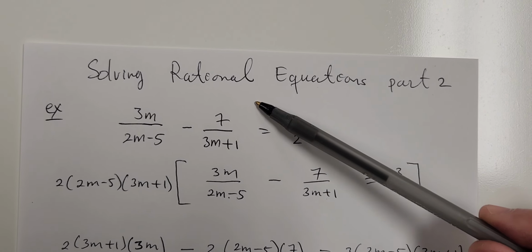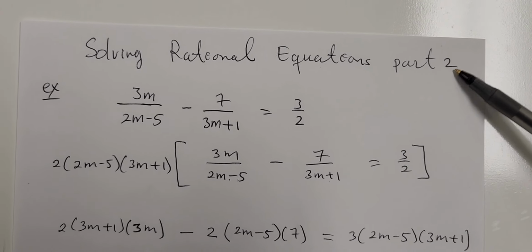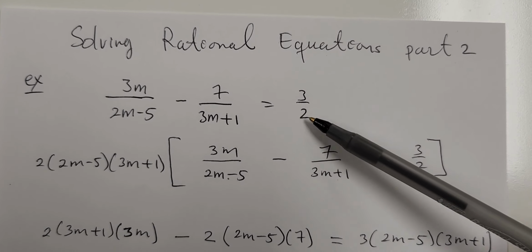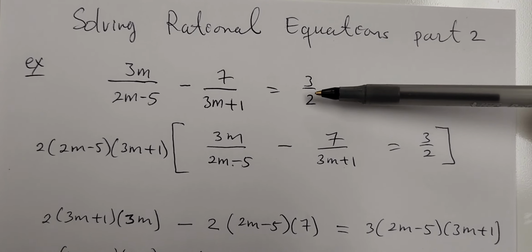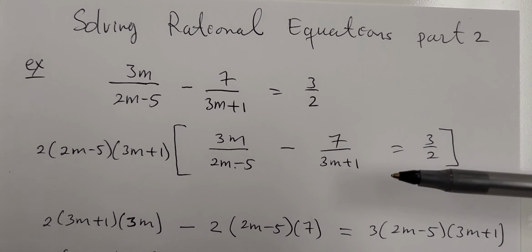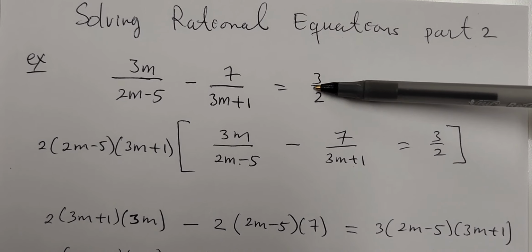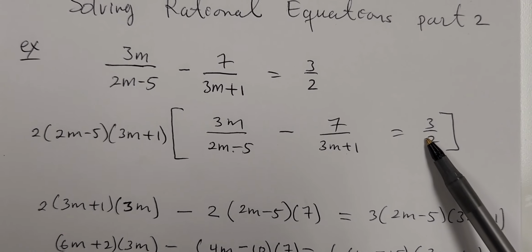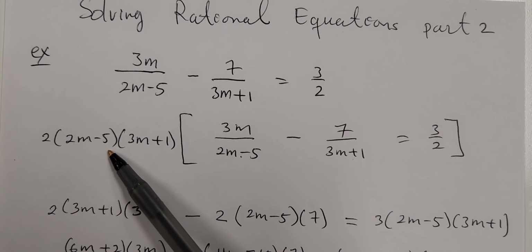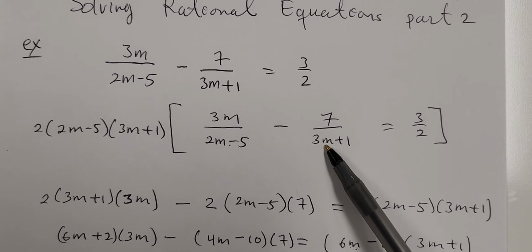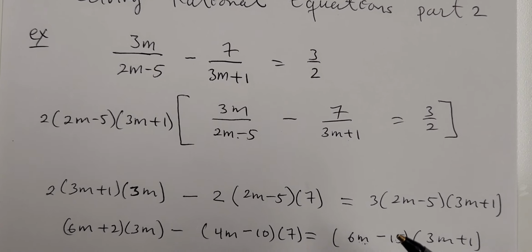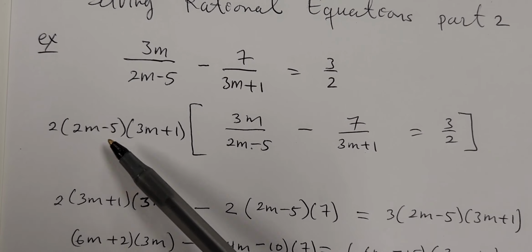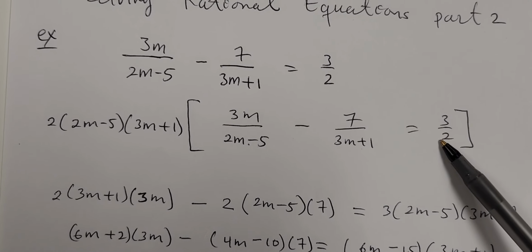This lesson is solving rational equations, part 2. Here I have an example: one fraction, two fractions, three fractions. I'm going to rewrite this line down here. I'm going to use all three of these denominators and multiply, so that these denominators will go away.